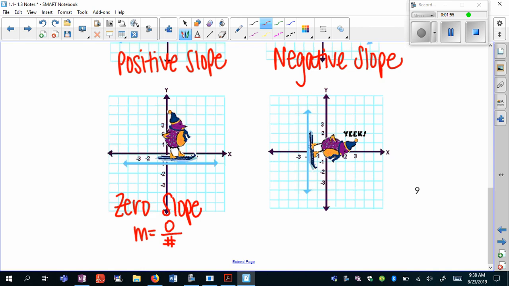This last one is undefined. And this is created whenever you have 0 in the denominator. So this would be something like we have vertical change, but we have no horizontal change. A number divided by 0 will always give you an undefined slope. So let's try some examples.